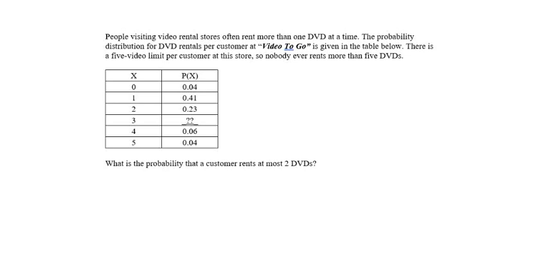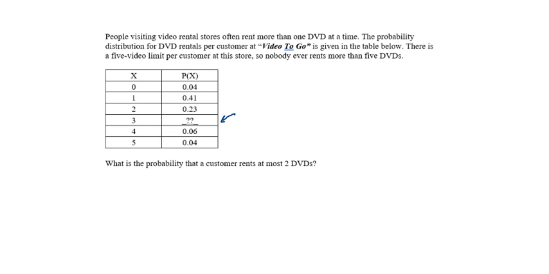Well, you'll notice that there's a little bit of missing information in this table. First of all, we have to note that there is no probability given for 3 DVDs. We have a probability of 0.04 that somebody comes to the store and grabs no DVD, that's a 4% chance. A 41% chance that they simply rent 1, a 23% chance that they rent 2, and, well, we don't know about 3. So how are we going to find that?